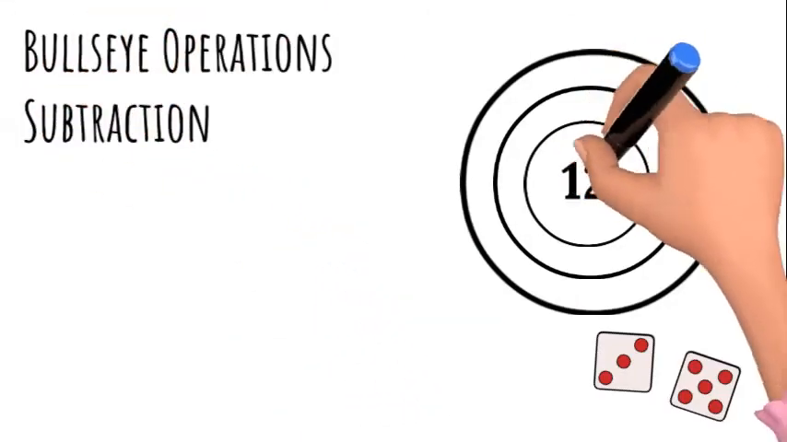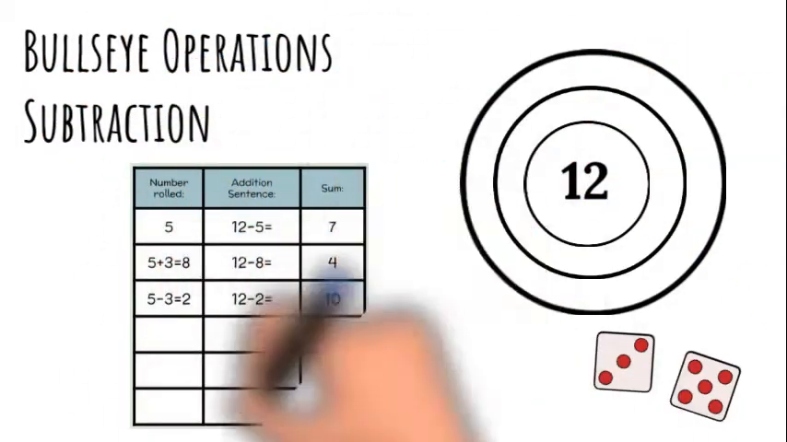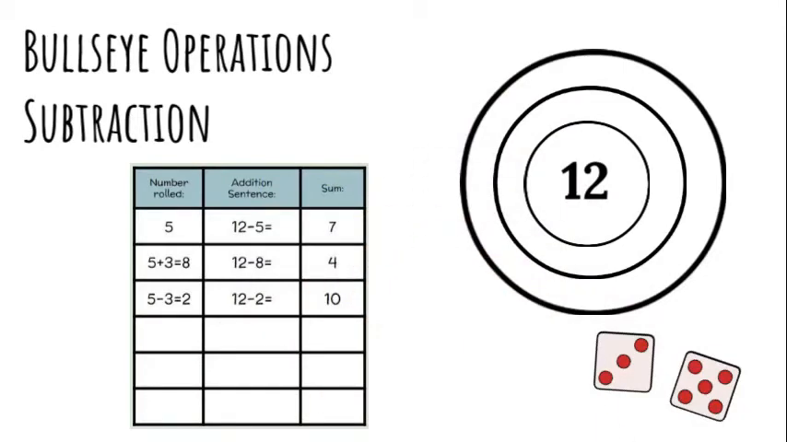Subtraction looks very similar, except that I need to make sure that my bullseye number is larger than the value of my dice, unless you're in middle school and students know how to work with negative numbers. Another difference would be that if you roll 2 dice, you can have students either add or subtract the value of the dice first, then subtract that sum or difference from the bullseye number.